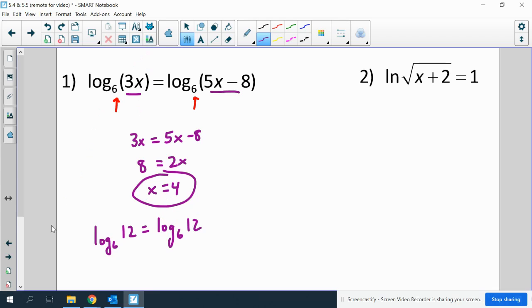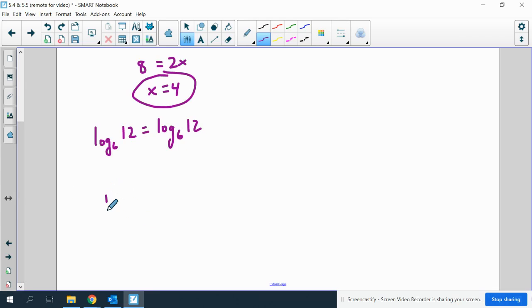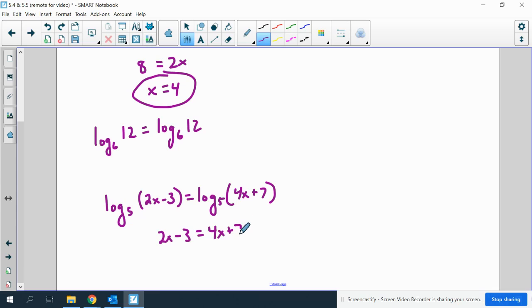Why is that important? Well, let's say I have an equation like log base 5 of 2x minus 3 equals log base 5 of 4x plus 7. If I have something like this, then I would set the two things equal to each other. So 2x minus 3 equals 4x plus 7. I get 2x equals negative 10, and x equals negative 5.